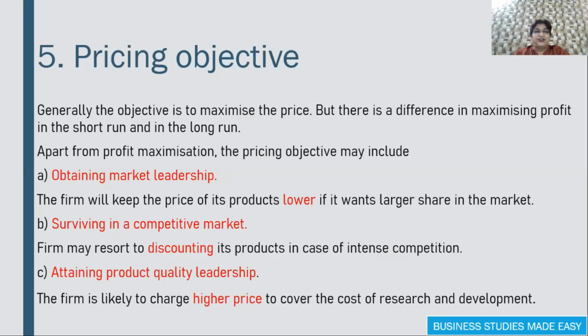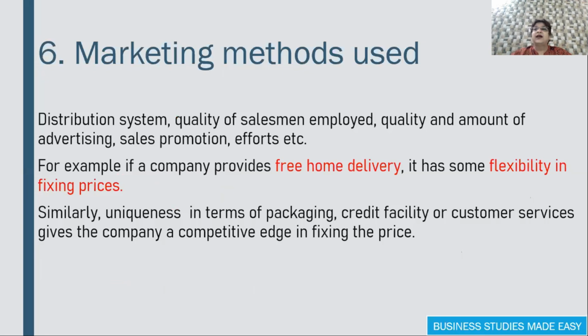Now, the third stage is when you have established yourself and now you want to establish leadership. Now you want to say my products are of a very good quality, and because your products are of a very good quality, you can ask for a higher price. So if you are able to attain quality leadership, then you need to spend a lot of money on research and development, innovation, etc. Then in the third case only you can charge more price. So in the first two cases your price will be less, and in the third case it will be more. Then comes the marketing methods used.